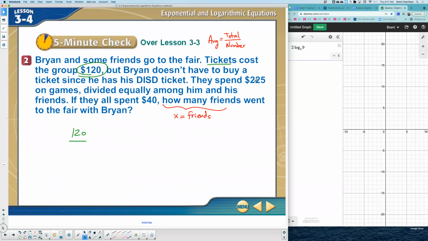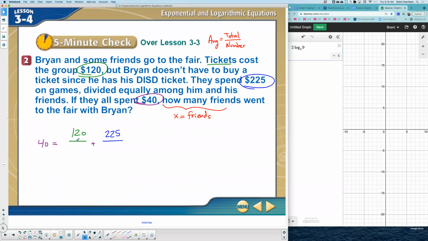They spend $225 on games. Is that a total? That's a total. So again, they didn't each spend $225, so that'll be divided by some amount. Here it says if they all spent 40. What is that telling you? That's the average. So I'll put it over here on the left. 40 is going to equal 120 divided by something, plus 225 divided by something.